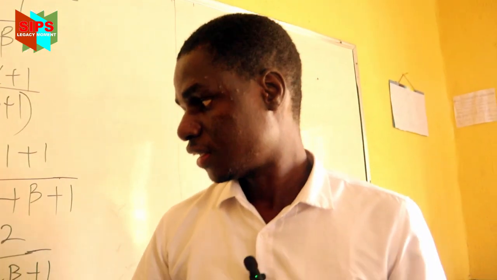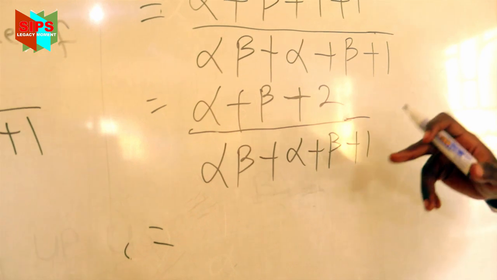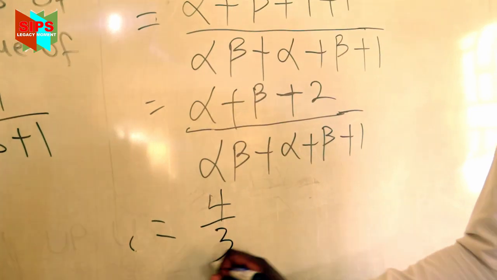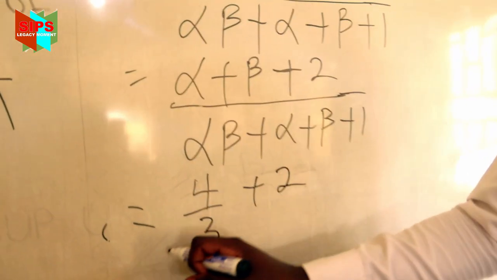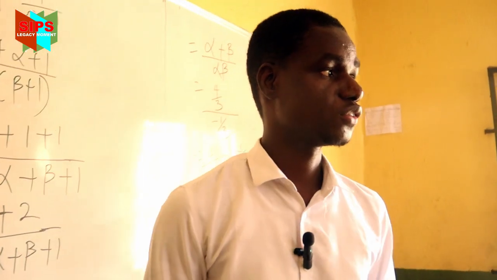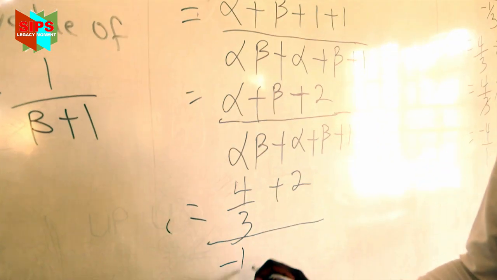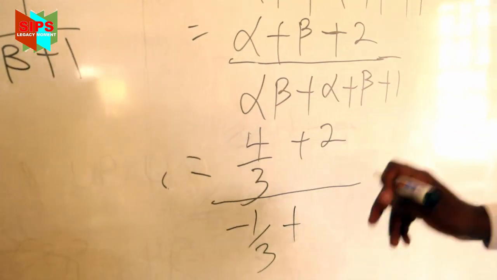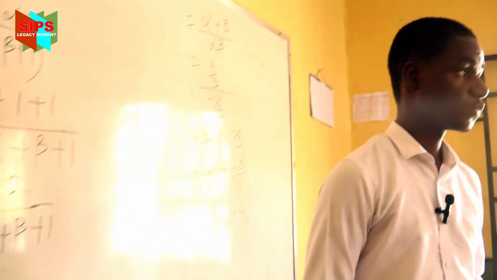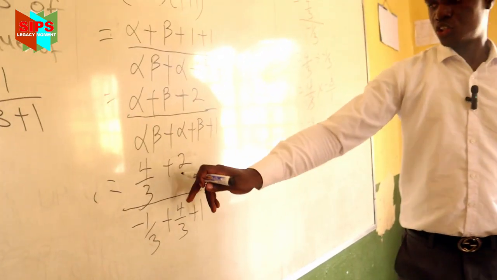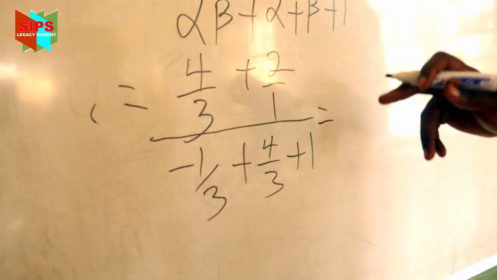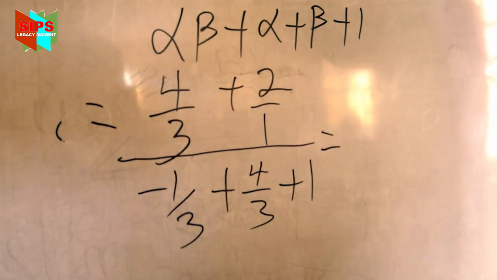So we'll go back again. Our sum, alpha plus beta, we did previously, gave us what? 4/3. 4 over 3 plus 2 over alpha beta, the product of the equation, gave us what? -1/3. Minus 1 over 3 plus alpha plus beta, 4/3, plus 1. So as this can also be written as 2 over 1, right? Yes. So we want to add the fractions together.